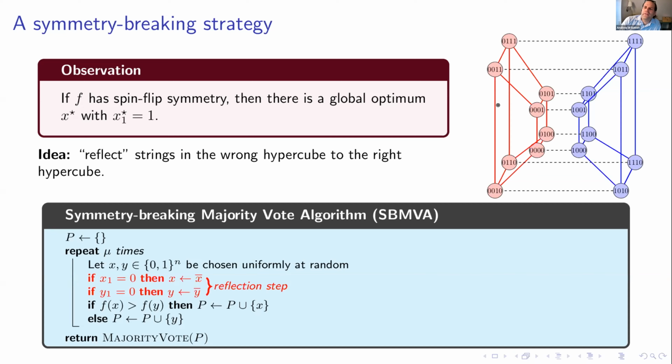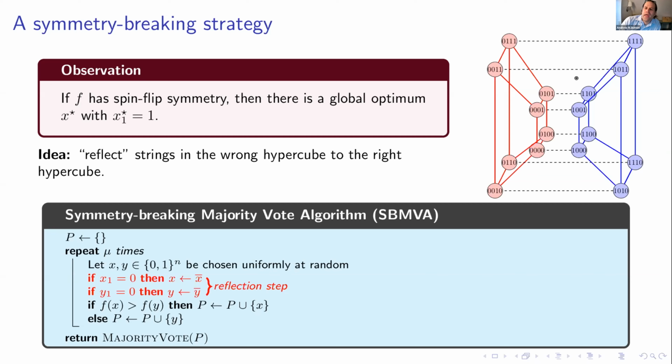So if we think of all of the binary strings in a hypercube like this, then what this means is there are two subcubes that have a symmetry between them. In this red subcube, all of the strings have the first element set to 0, and in the blue subcube, all of the strings have the first element set to 1. So the idea is that we sample out of this, but anytime we sample a string in the red subcube, we want to reflect it into the blue subcube.